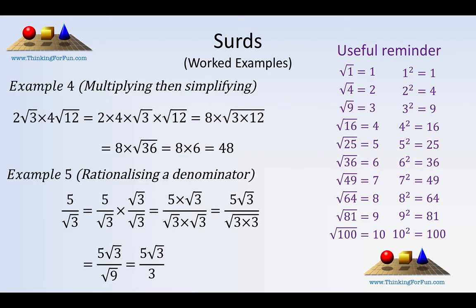Here we have 5 divided by the square root of 3. In order to rationalise the denominator in this example, it is first necessary to multiply both the top and the bottom of the fraction by the square root of 3. The final answer is arrived at by using a combination of Rule 1 discussed earlier and the normal rules for multiplying fractions.